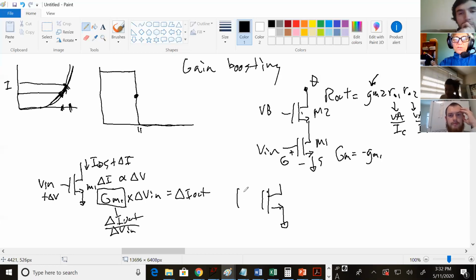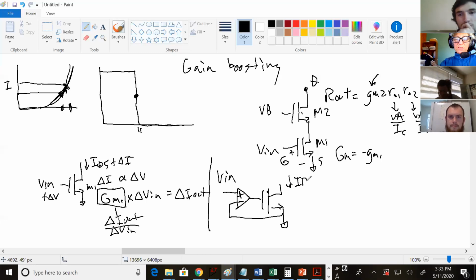And what I'm going to do is, I have some V in. This is the non-inverting input, and this is the inverting input. And here's my IDS of the second circuit. So we'll call this M2 so I can use a different subscript. And so let's say this amplifier has a gain of AV.